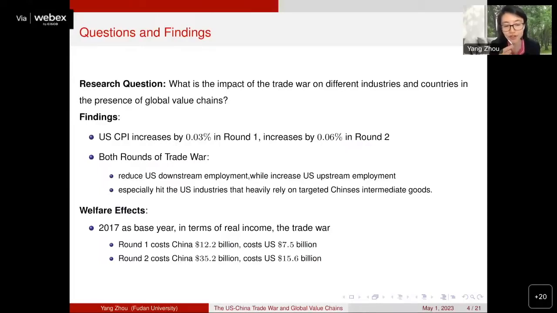As for the welfare analysis, I choose the year before the trade war as a base year, so 2017 as a base year. In terms of real income, round one is going to cost China about $12.2 billion US, and cost the United States about $7.5 billion US. And the second round is going to cost China about $35.2 billion US, and cost the United States about $15.6 billion US.